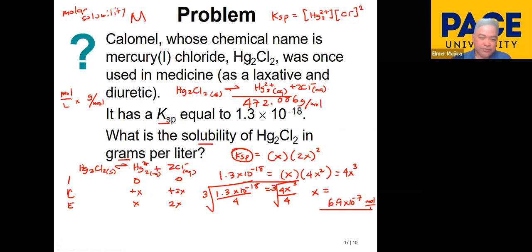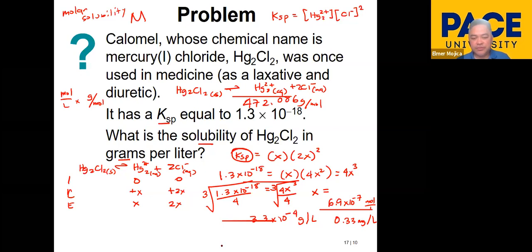So what is the amount as grams per liter? We got what? 3.3 times 10 to the negative 4 grams, or around 0.33 milligrams per liter. Everybody got that?